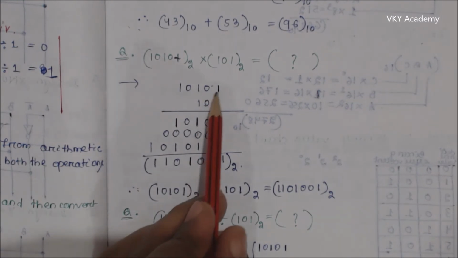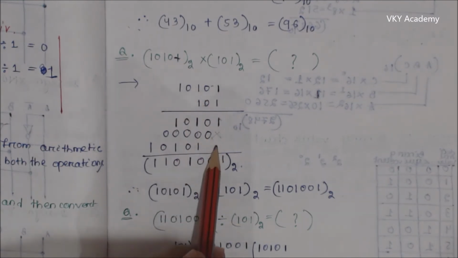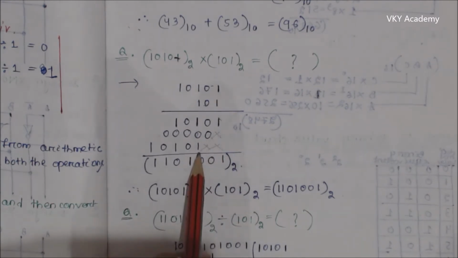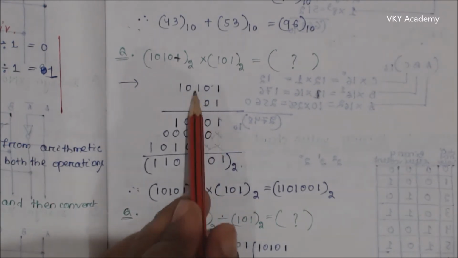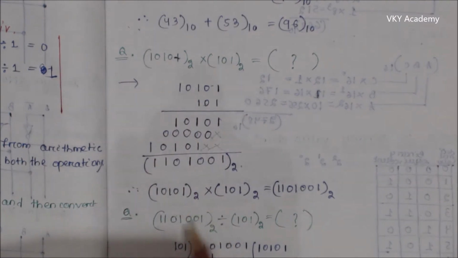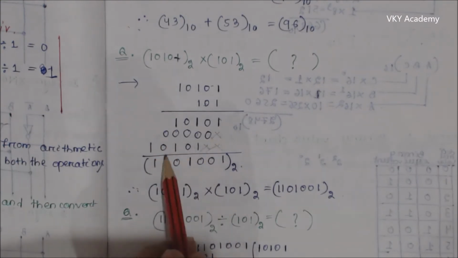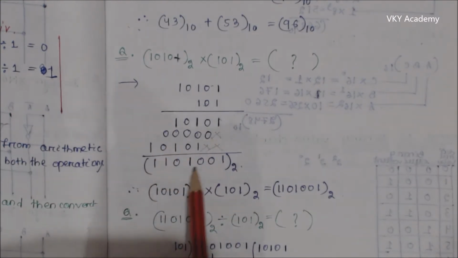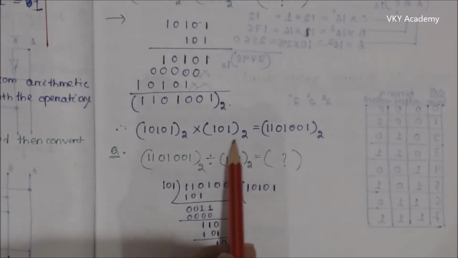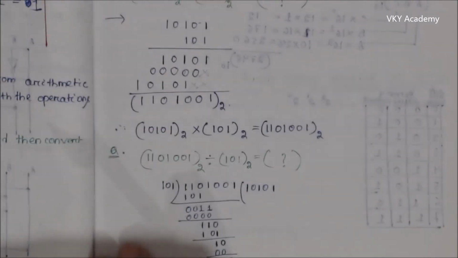Next, 0 into all the numbers is 0. Next, 1 into 1, 1 into 0 is 0, 1 into 1 is 1, 1 into 0 is 0, 1 into 1 is 1. Add all these three rows and I get 1101001, which is my binary number. So the binary multiplication will be this one.